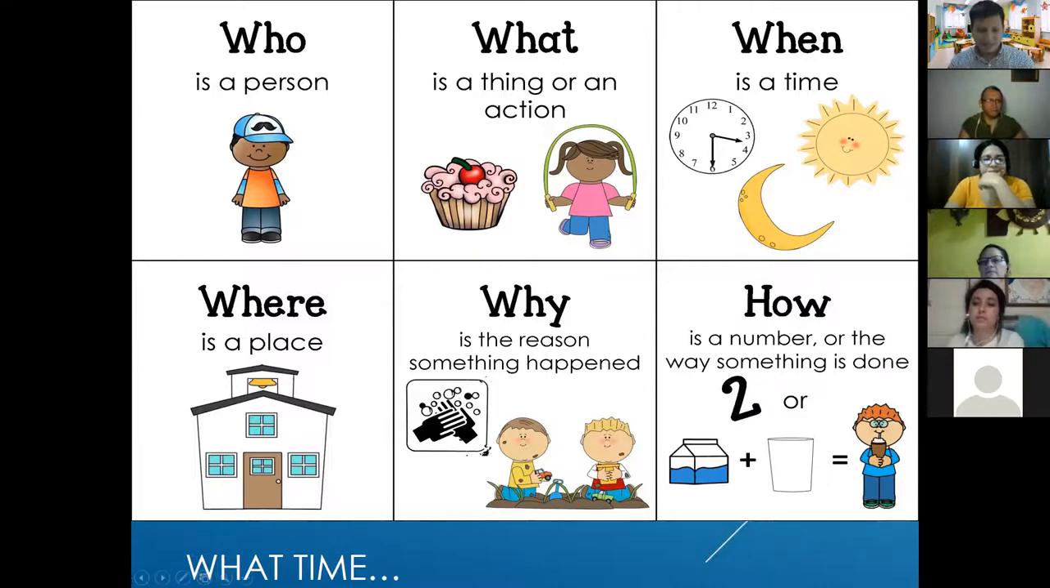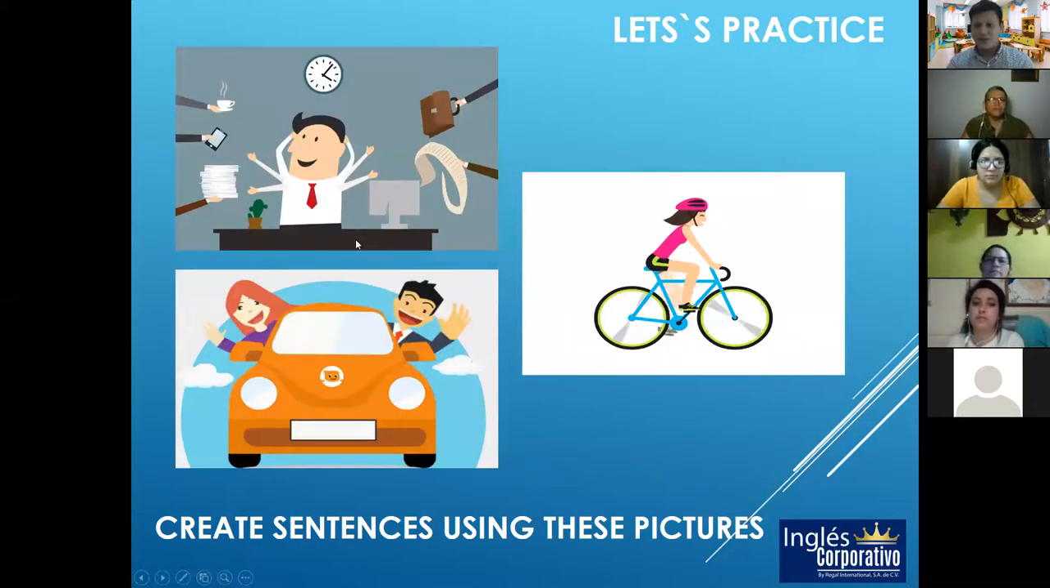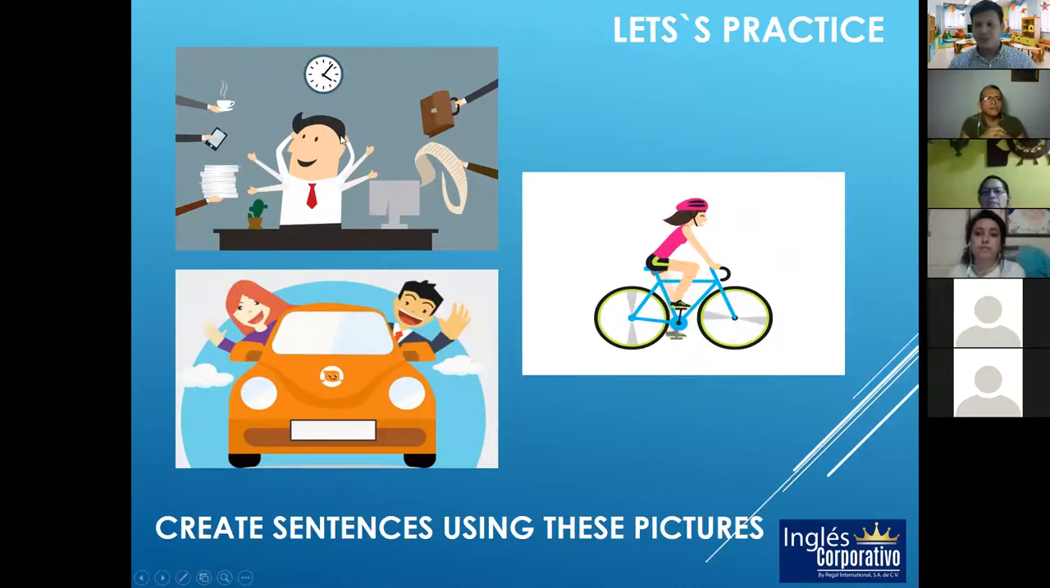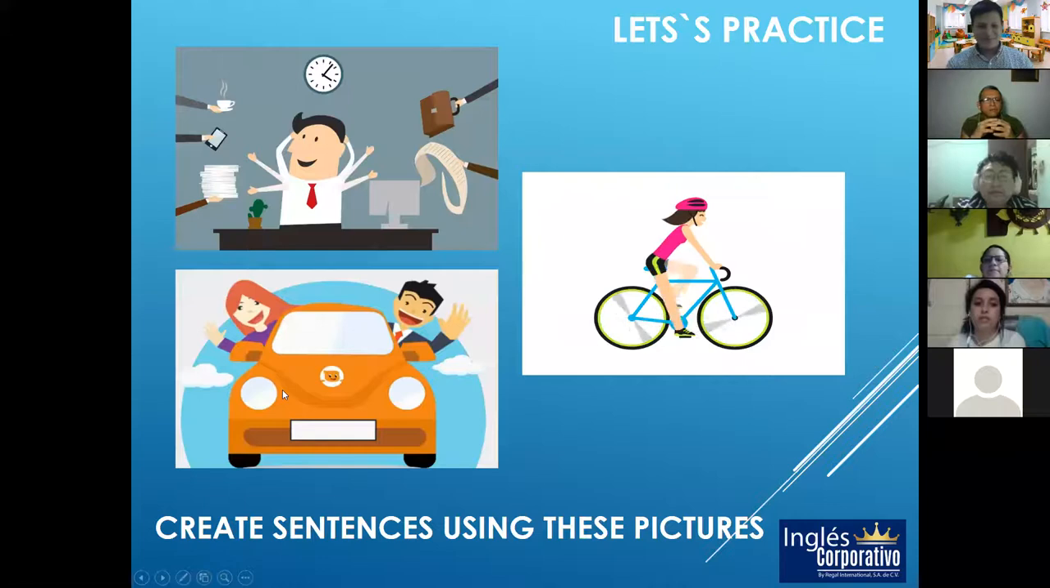Later on, we're going to build a sentence with this WH word. Okay, veamos acá. Let's practice, students. We got three verbs, right? Tenemos tres verbos. And this one is what? Working, very good. What about this one? Driving, very good. Or drive. What about this lady? Ride a bicycle. Very good. Riding a bicycle.